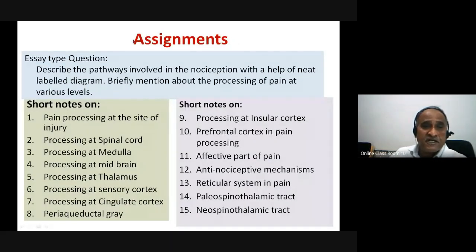Now, the assignment here: describe the pathways involved in nociception with the help of a neat labelled diagram, and one more thing, briefly mention the processing of pain at various levels. Okay, that's one full part. You may get it like that, or you may get short notes like pain processing at the site of injury, at spinal cord, at medulla, at midbrain, at thalamus, at sensory cortex, that is the parietal area, at cingulate cortex, the periaqueductal gray, or processing in the insular cortex, the prefrontal cortex in pain processing, the affective part of pain, the anti-nociceptive mechanisms, reticular system in pain, paleospinothalamic tract, and the neospinothalamic tract.